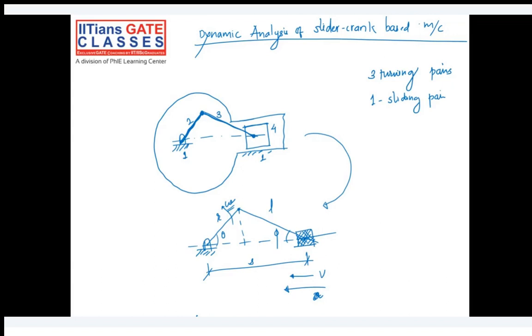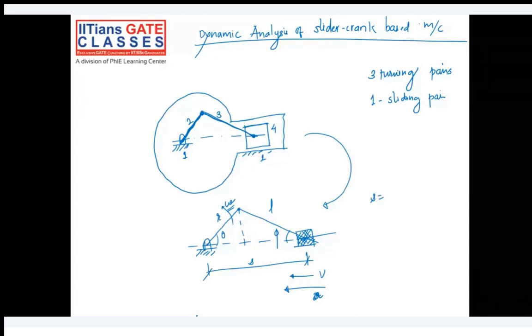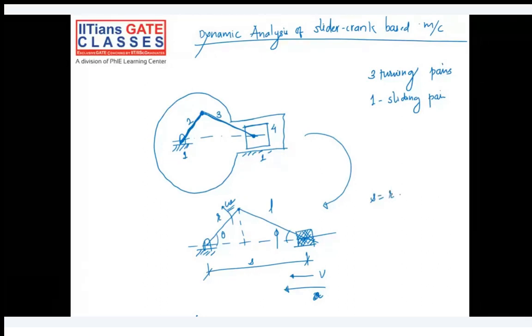Now let's try to understand the force system. Before understanding the force system, what is the s value here? If you tell me what is the total distance at this particular moment, you should be able to calculate. You know the r, you know the l, so you should know the s. It is r times cos of theta plus l times cos of phi. Is it correct?